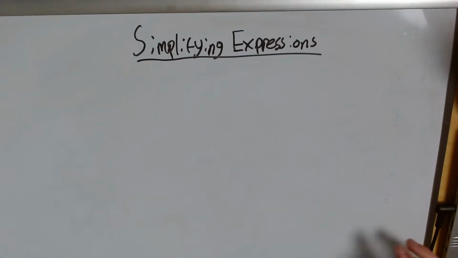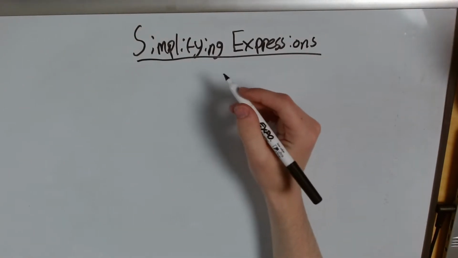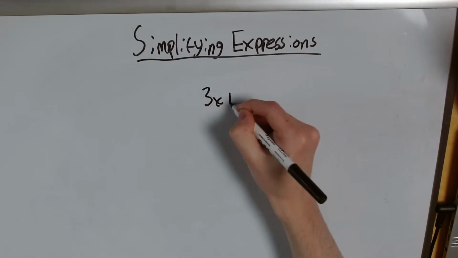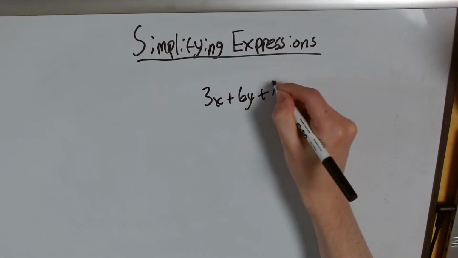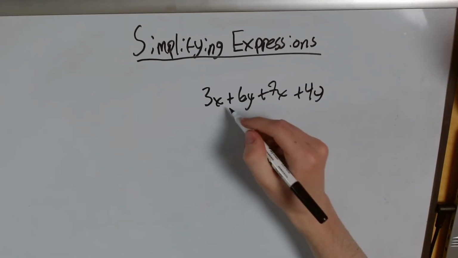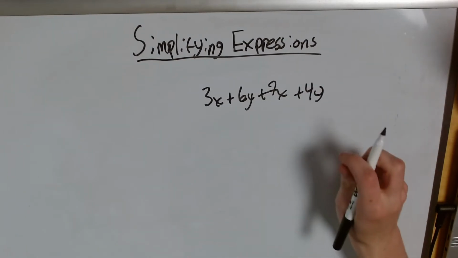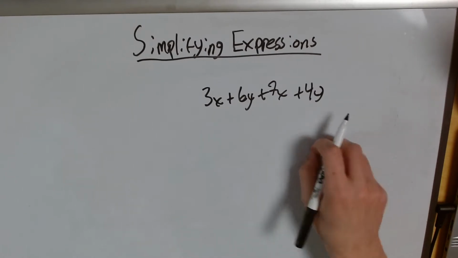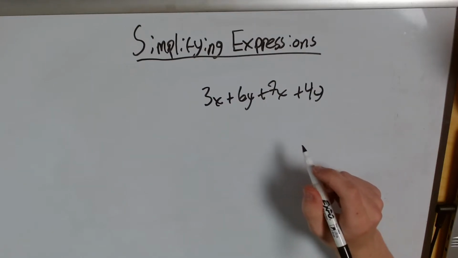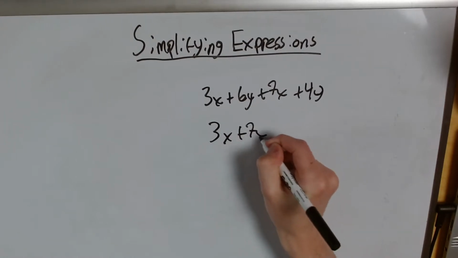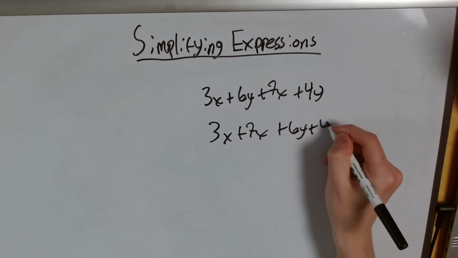Now, you'll often be given many problems where you will be asked to simplify. So first, let's start with the basics. Say I'm adding 3x plus 6y plus 7x plus 4y. Since I'm adding all my terms, the first thing I'm going to use is the commutative property. Remember that? That basically says if we're multiplying or adding, we can change the order of our terms in this expression. So I'm going to rearrange it like this: 3x plus 7x plus 6y plus 4y.